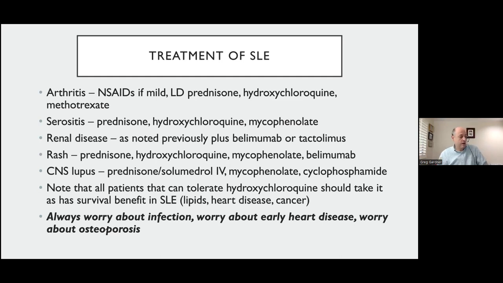So in lupus, we always worry about infection. We worry about heart disease. We worry about osteoporosis in addition to the other stuff as well.